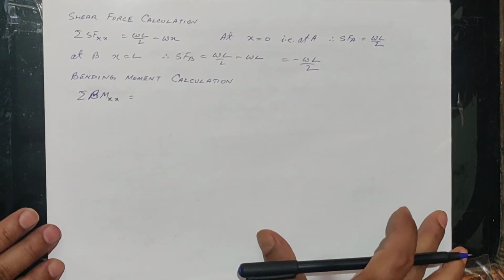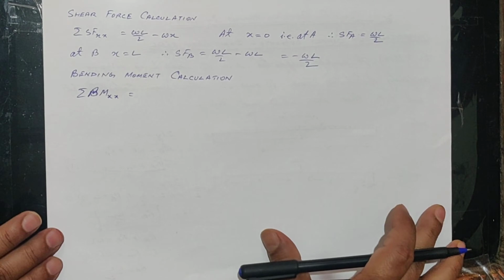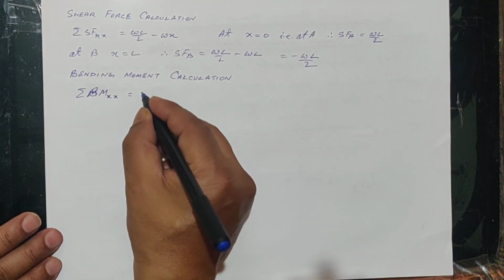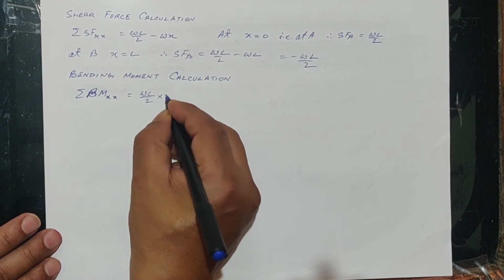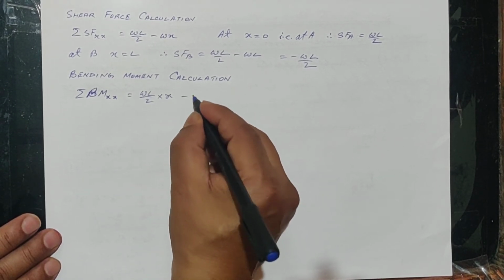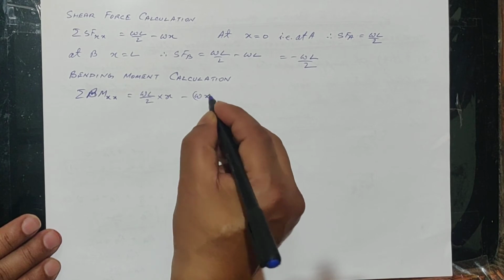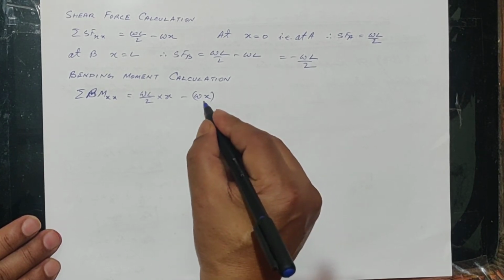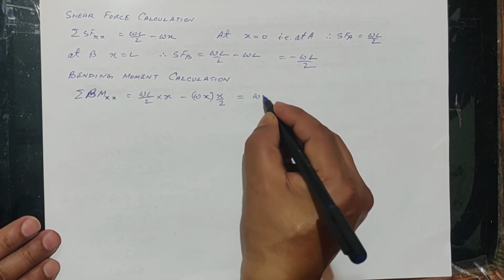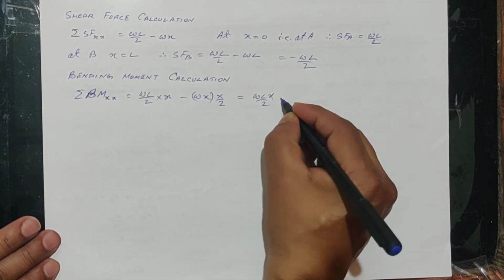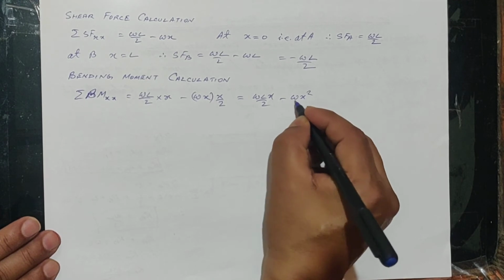So we can write WL by 2, that is acting for the whole section X, minus W into X, that is the UDL being converted into point load, and the distance is X by 2, which is equal to WLX by 2 minus WX square by 2.